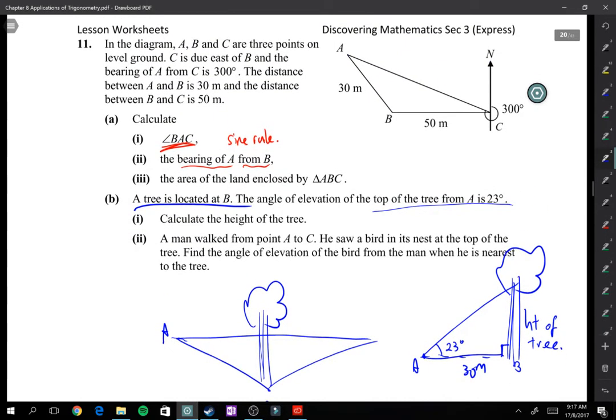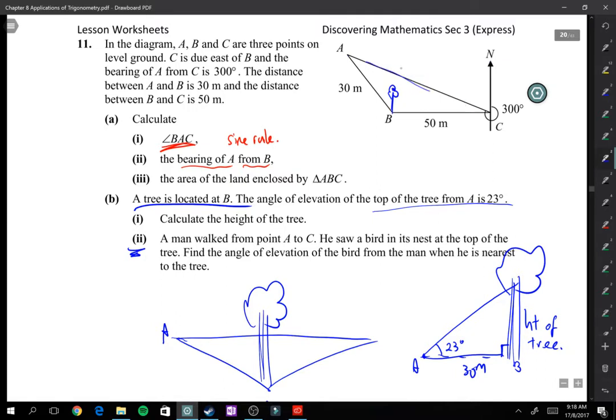this is it. Okay, now part 2 is slightly more interesting. A man walked from point A to C. Okay, so he walked from this point to point C. Now he saw a bird in its nest at the top of the tree. So remember that there's a tree here. Okay, so he saw a bird here, as he's walking along here.